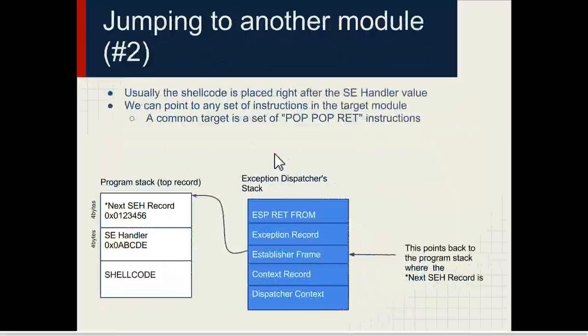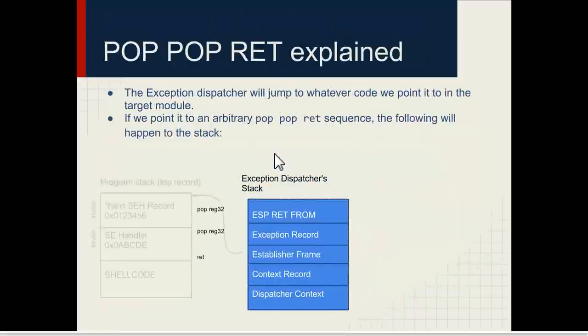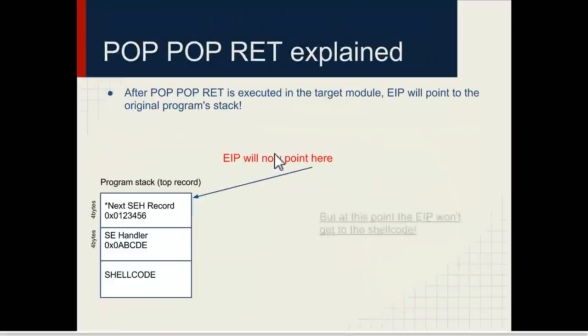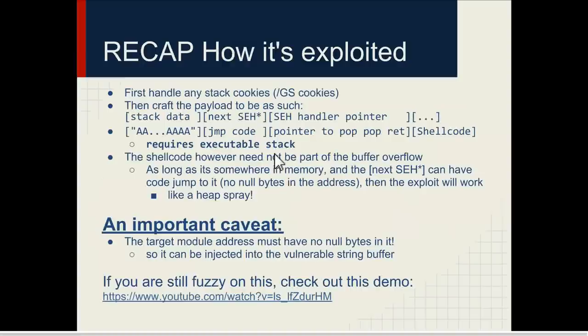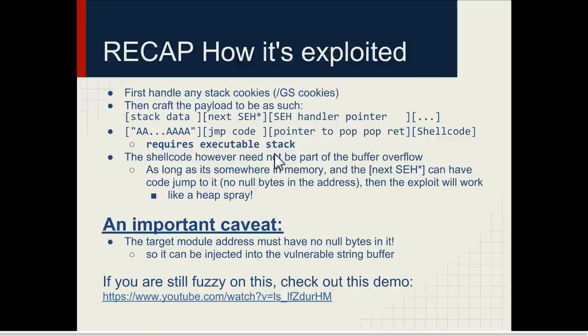So let's get back to it. To recap, you first handle any of the stack cookies, then you craft a payload. Originally on the stack there was all that stack data. Then you have to find the beginning of the SEH records, and then you have to overwrite them such that you have whatever you're overflowing with right up to the SEH records here.